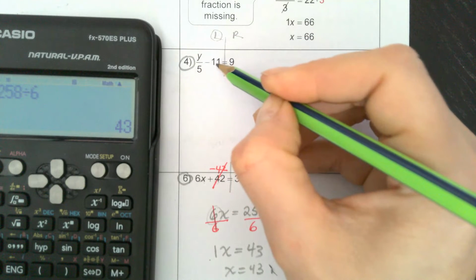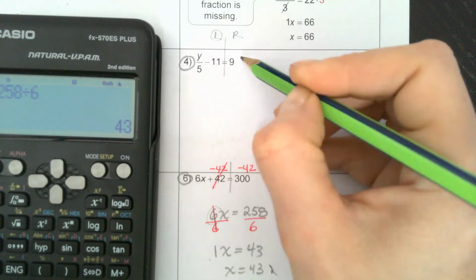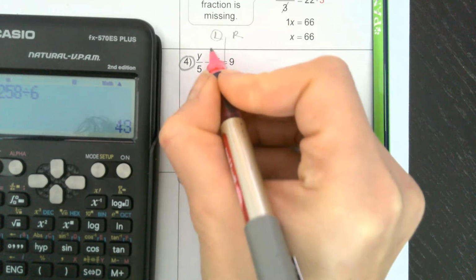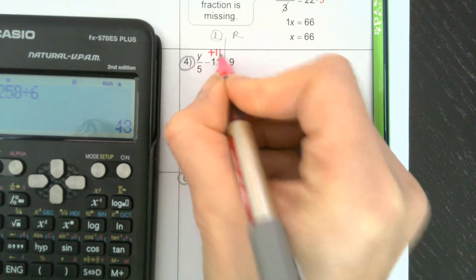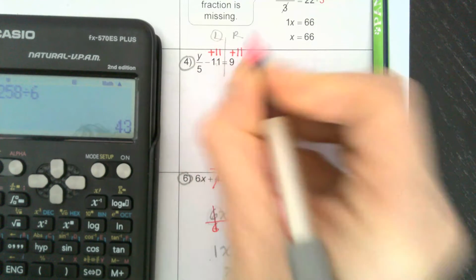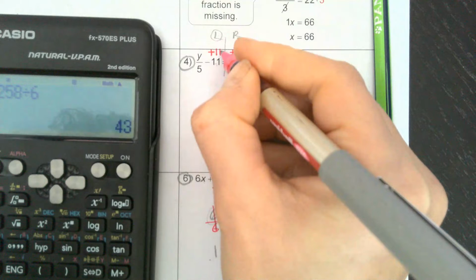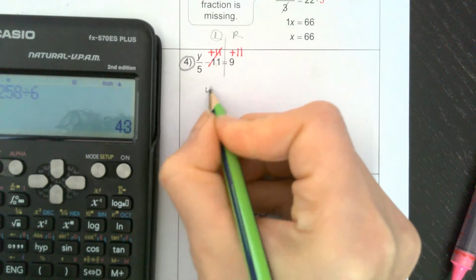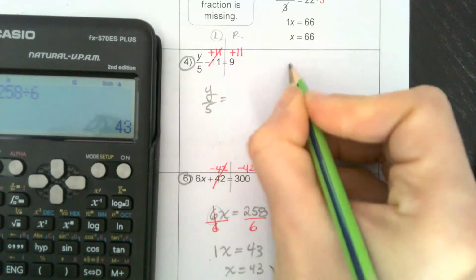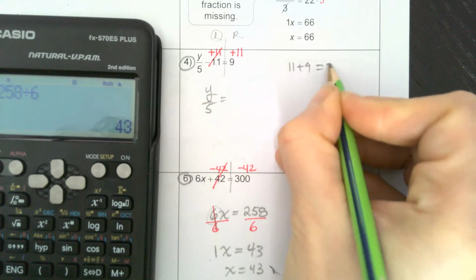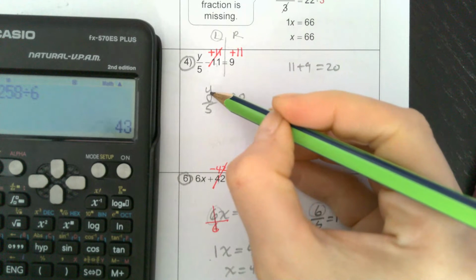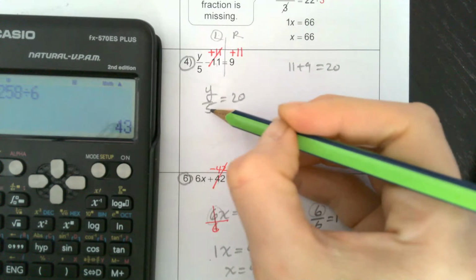This term does not have a letter. So we're going to move them to the other side. So I lose 11, so I have to do the opposite. I add 11. So 11 minus 11 is 0. So now I only have y over 5 equals 11 plus 9 equals 20. There. So now if I want to get y alone, I have to get rid of the 5.